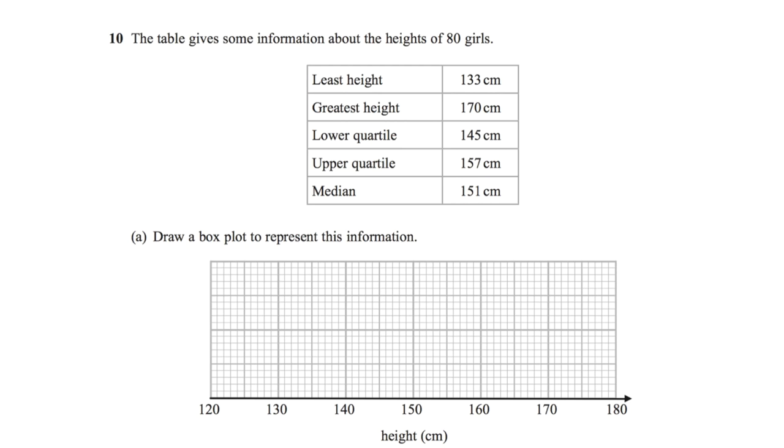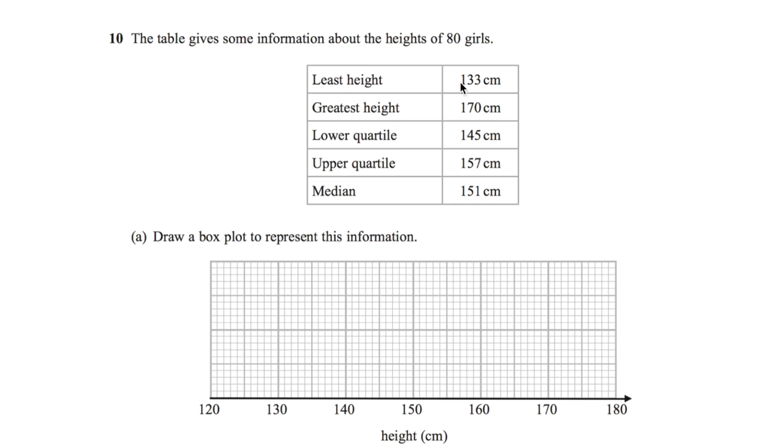Question 10. The table gives some information about the height of 80 girls. Least height, 133 centimeters. Greatest height, 170 centimeters. Lower quartile, 145 centimeters. Upper quartile, 157 centimeters. Median, 151 centimeters. Draw a box plot to represent this information.